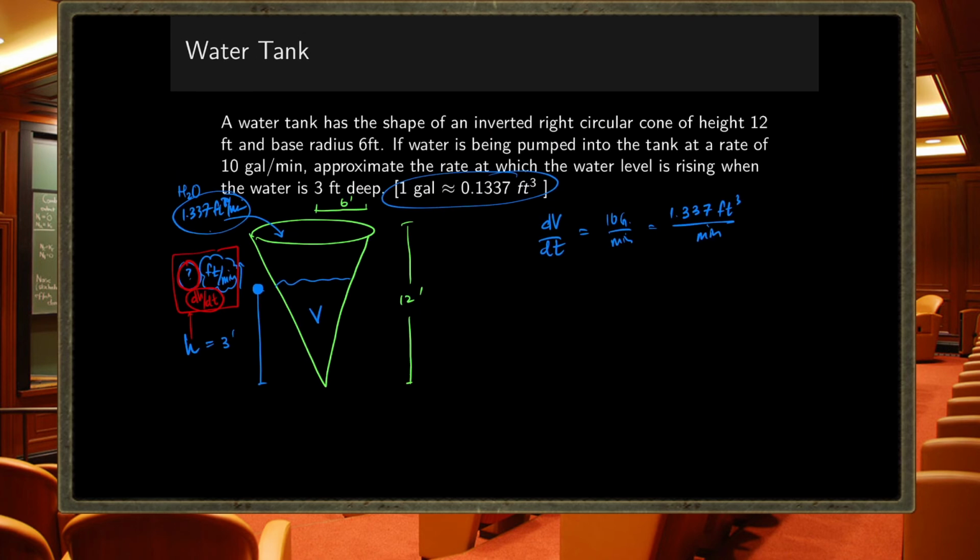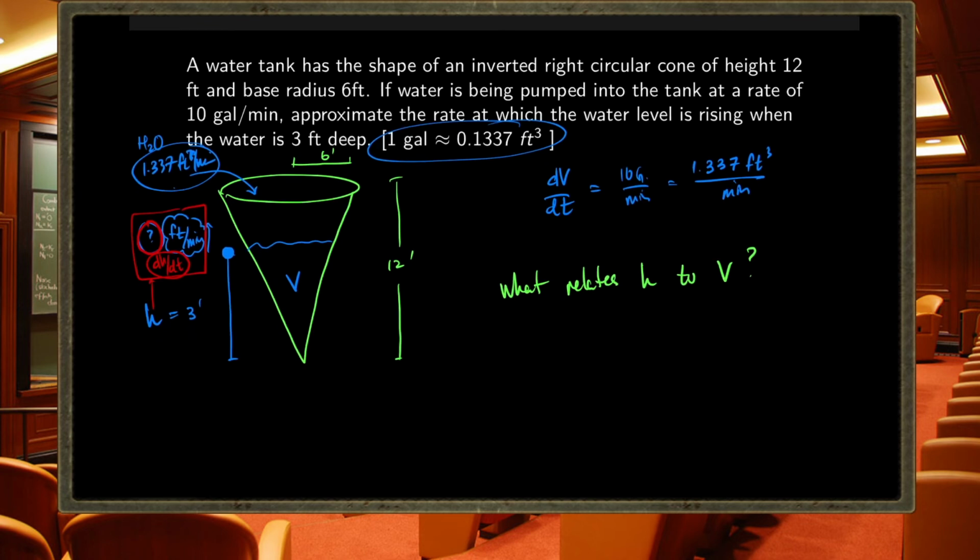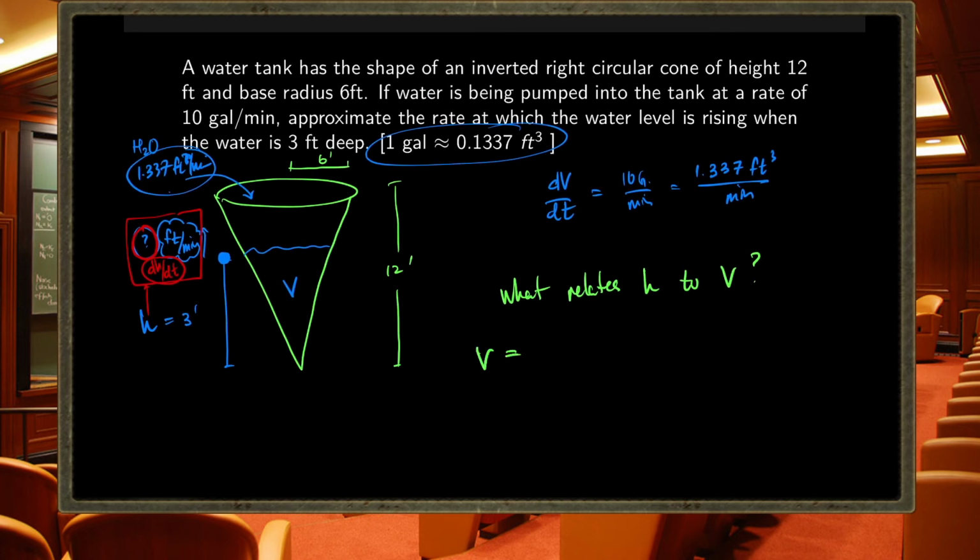Now that we've labeled some things, we need some equations to relate these things together. So what relates H to V? There are a couple of ways to think about this, but for a cone, we know that the volume is given by pi over 3 r squared h. You say, Mally, I didn't know that. You probably have learned it, but probably forgot it. That's okay, I'm giving it to you now. So the volume of a cone is given by this.